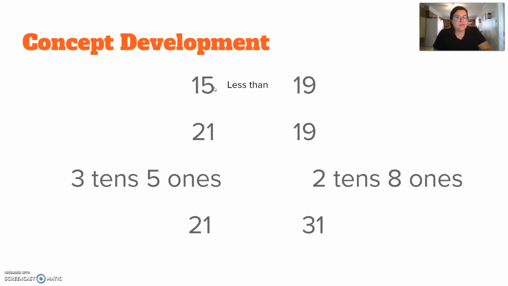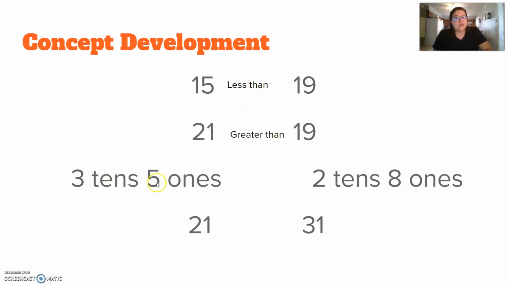Less than. 15 is less than 19. Okay? Is 21 less than, greater than, or equal to 19? Greater than. 21 is greater than 19.